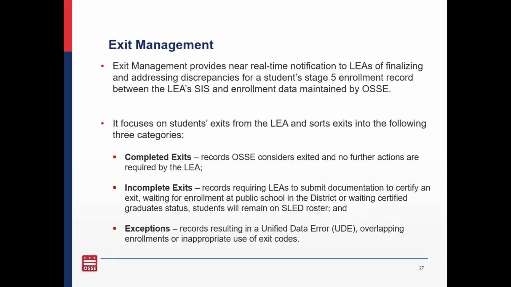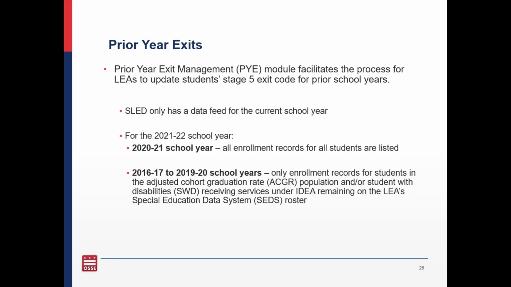So a student exits your LEA and then enrolls at the next LEA or school. Or if there was an inappropriate use of an exit code, for instance, we have seen this, though it has been many years, if the student exited with the exit code that they have died or been permanently incapacitated, and then we receive a new enrollment for that student, that will be considered an exception. Or you exit a student for under compulsory age and that student is 6 years old, that will also be considered an exception. So for prior year exits, essentially in SLED, we only accept 1 academic year at a time of enrollment.